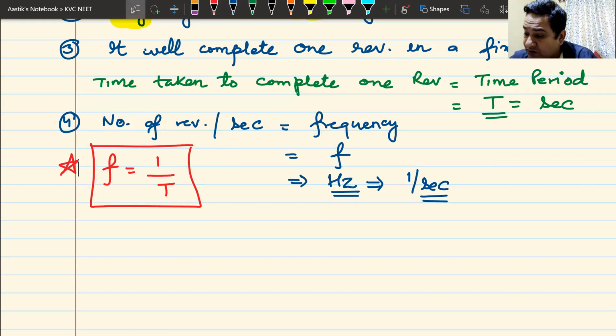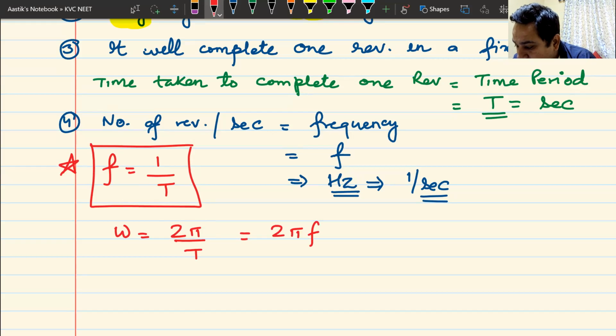Now this angular velocity omega, which is fixed. Now omega is 2 pi divided by T. Oh, sorry, I've written it wrongly, just correct it. Omega is 2 pi divided by T, or I can also write it as 2 pi into f.